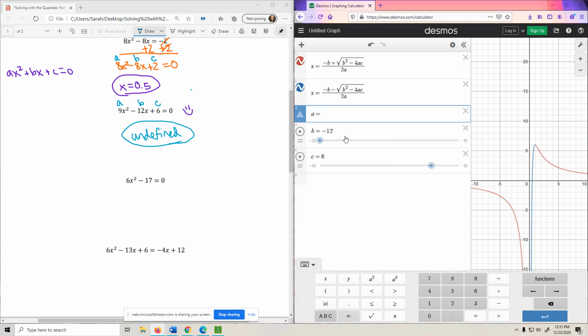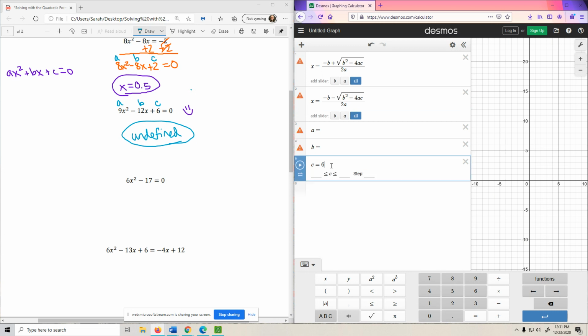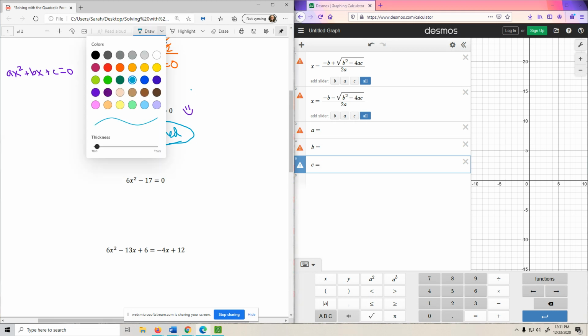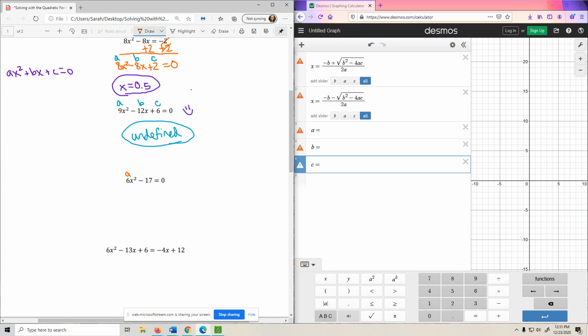Let's clear out A, B, and C and try the next one. For the next one, it's almost ready to go, but notice that we are missing something. I have A because I have a number in front of x squared. I don't have a number times x, so I'm missing my B term. And so B equals 0.